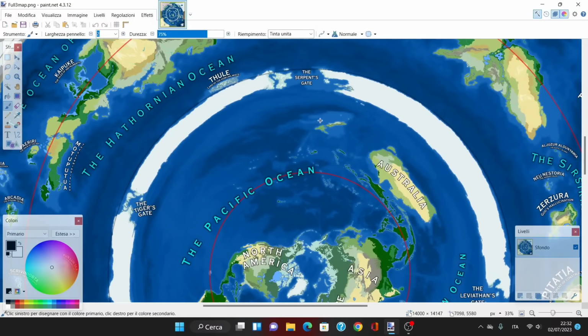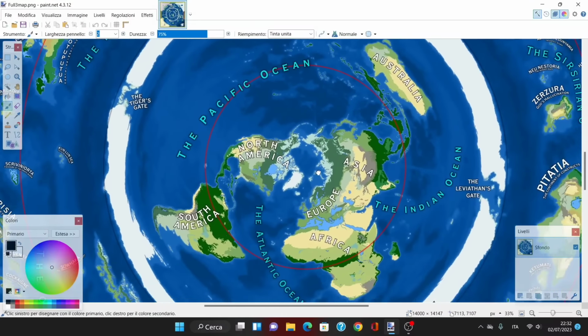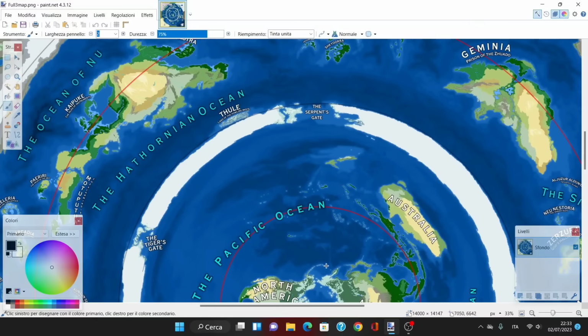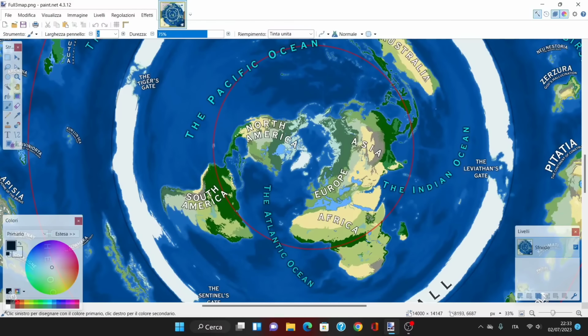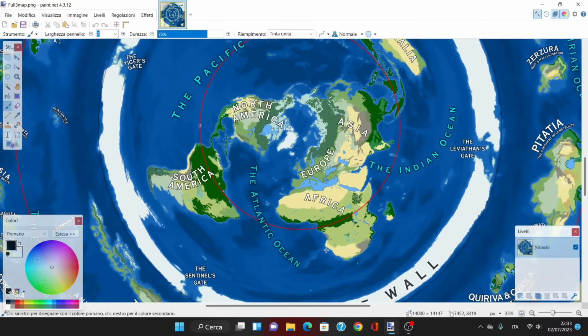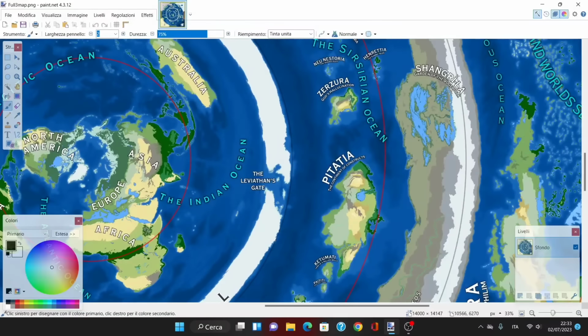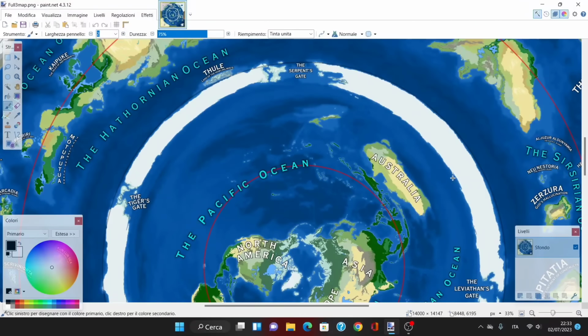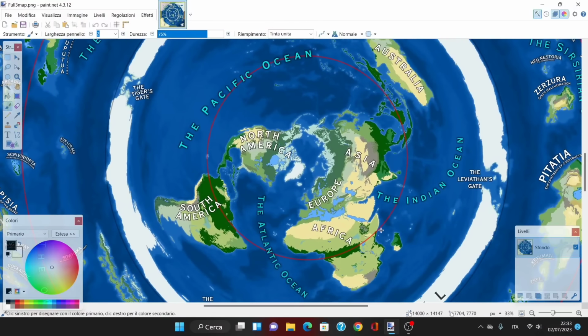Then there are the four gates. The four gates are something we developed on in the Beyond the Ice Wall series, and to make it short, there are four gates that divide the inside of the ice walls from the outside of the ice walls. At least that was the theory before we had more ice walls.